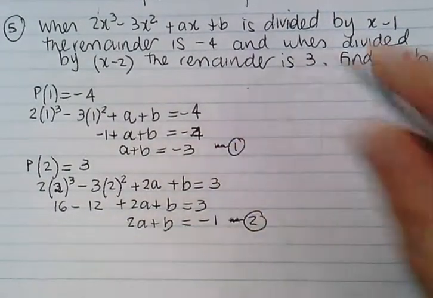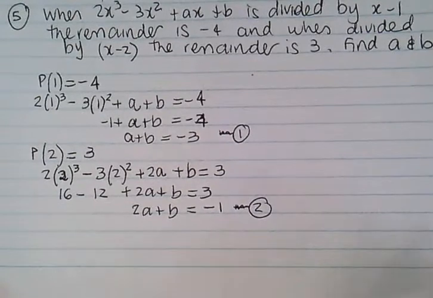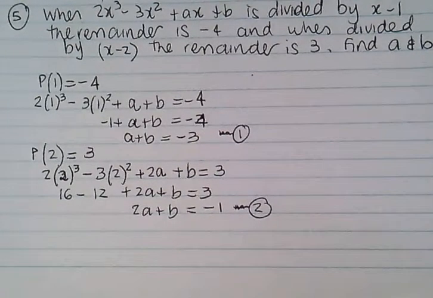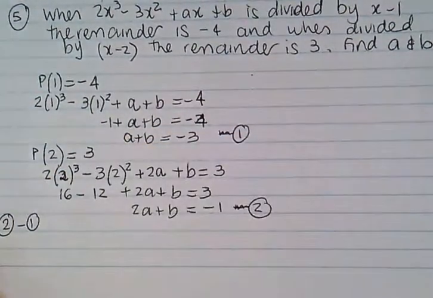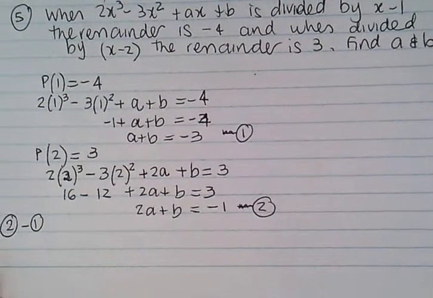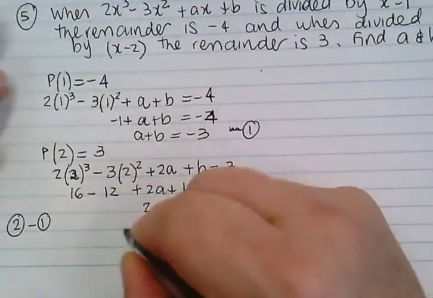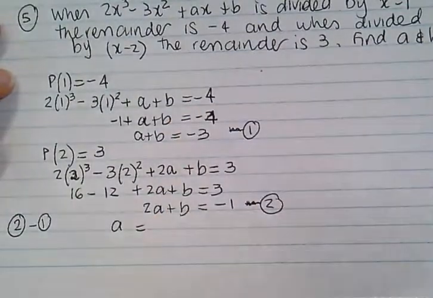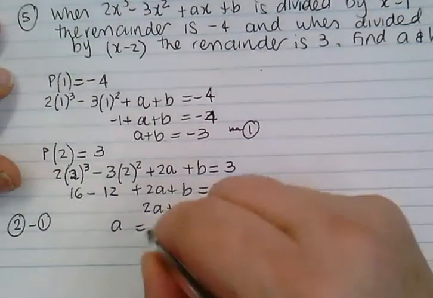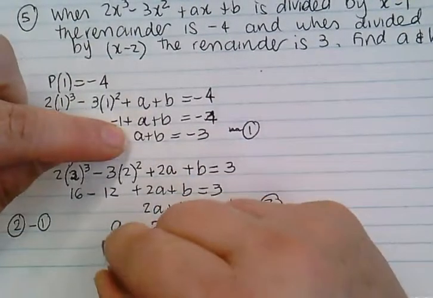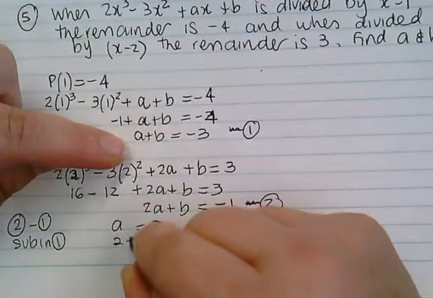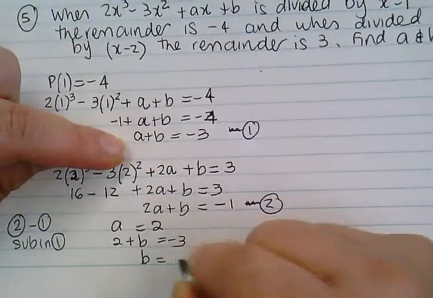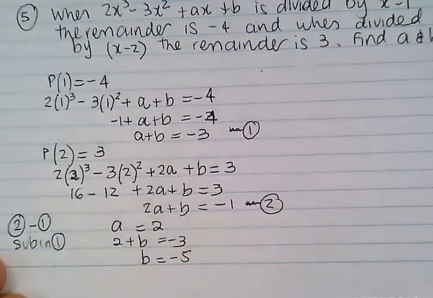Don't want that looking like a minus. Now you can use elimination if you want. I do equation 2 minus 1, that way you don't get too many negatives. So we've got 2a minus a is a, b minus b is 0, negative 1 take away negative 3 is positive 2. So a is 2, and then we can sub that in. 2 plus b is negative 3, which gives me b is negative 3 take away 2, which is negative 5.